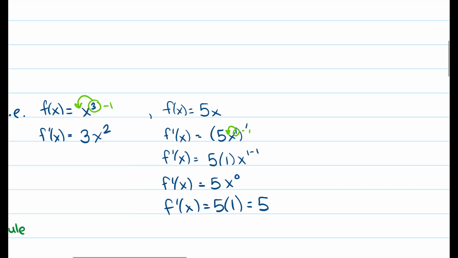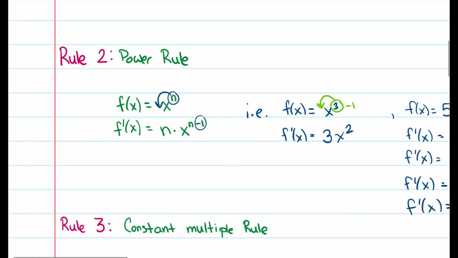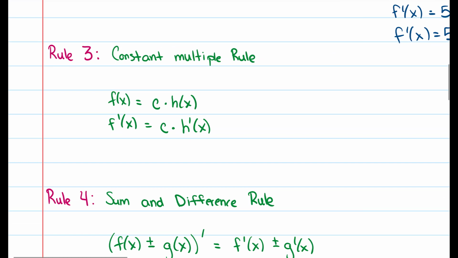So you get 5 times 1 is 5. So from this, we get a nice little theorem, which says if f of x is equal to a times x, then f prime of x is just equal to a. And that's because a times x would be a line, and so we're just looking for slope. Rule number 3 is called the constant multiple rule. This says that if you have a constant times a function, you can take the derivative and then multiply by that constant.